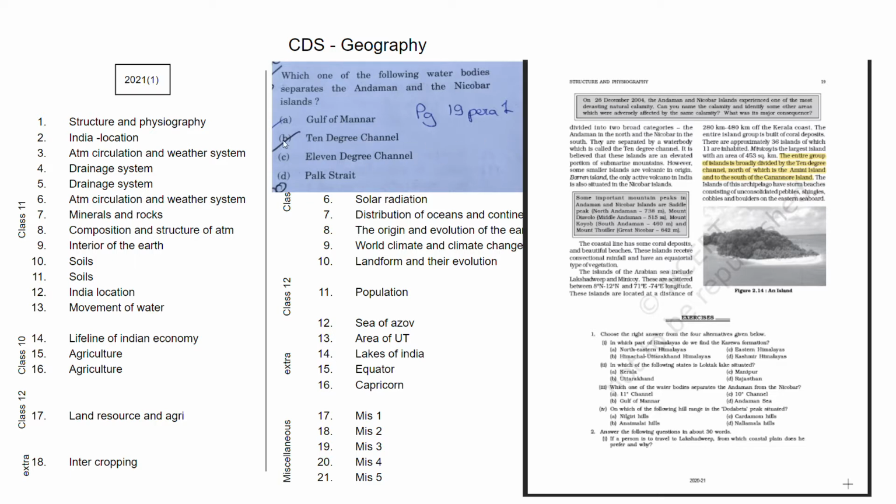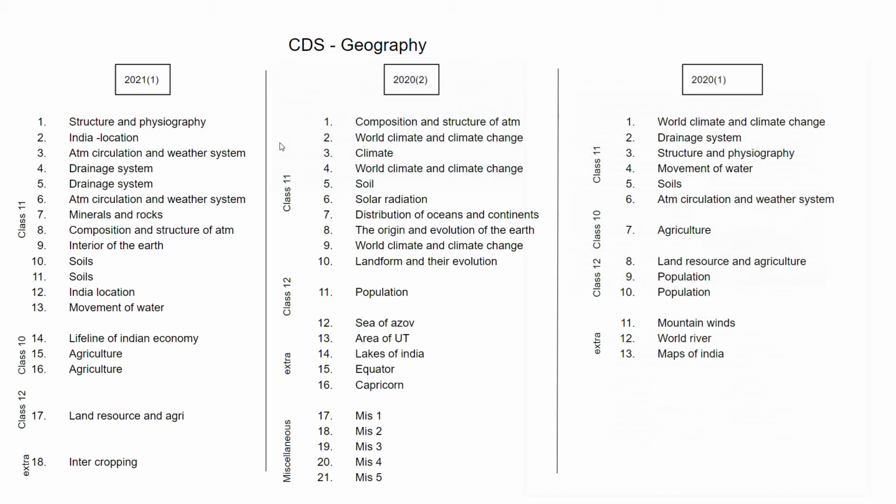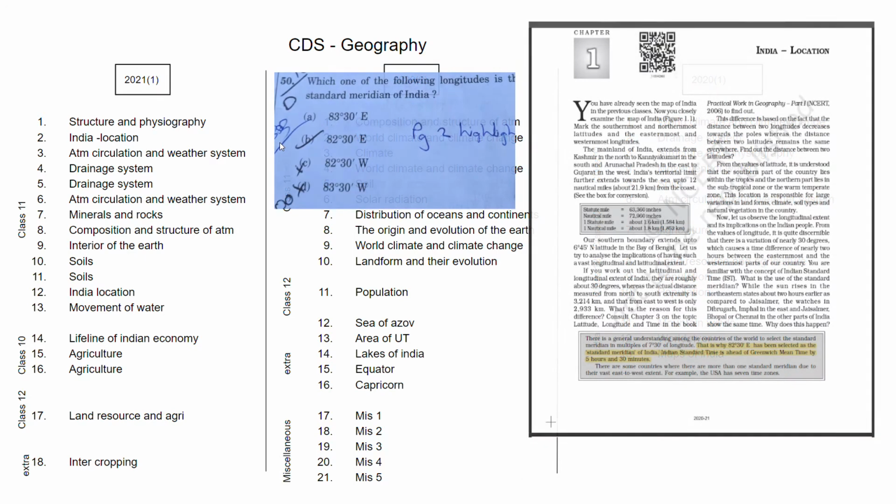Coming to the second question, which was from the India location chapter from 11th class. Which of the following longitudes is the standard meridian of India? Here is an excerpt from NCERT. That is why 82.30 degree east has been selected as the standard meridian of India. Indian standard time is ahead of Greenwich mean time by 5 hours and 30 minutes. So the answer was 82.30 degree east.